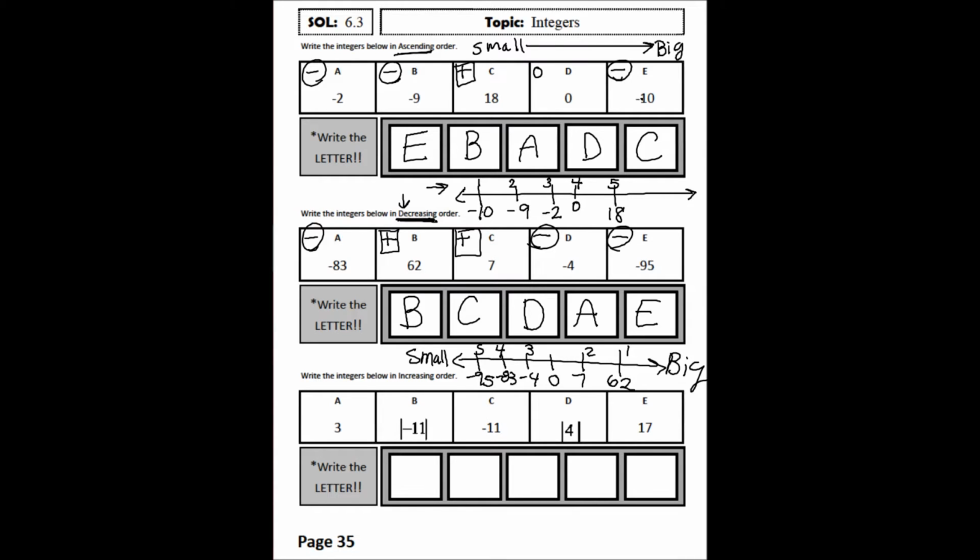Before I can order this next set, I need to find the absolute value. And negative 11 is 11 steps away from 0. And positive 4 is 4 steps away from 0. So I'm going to write the answers to those absolute value problems. And now I have positive, positive, negative, positive, positive.